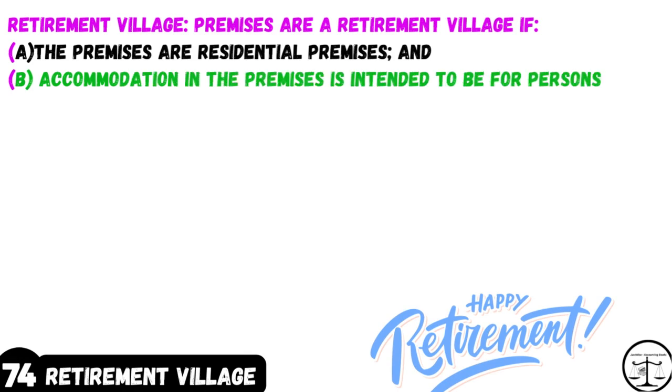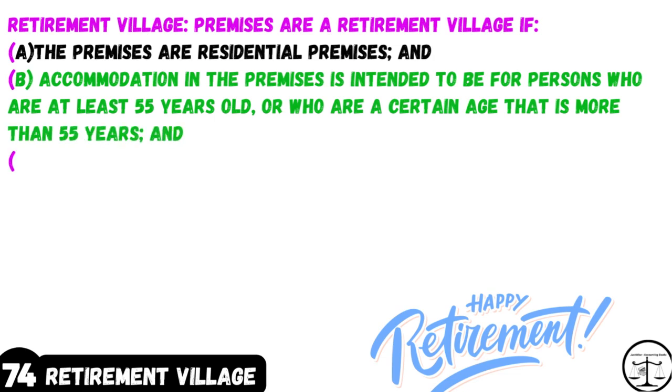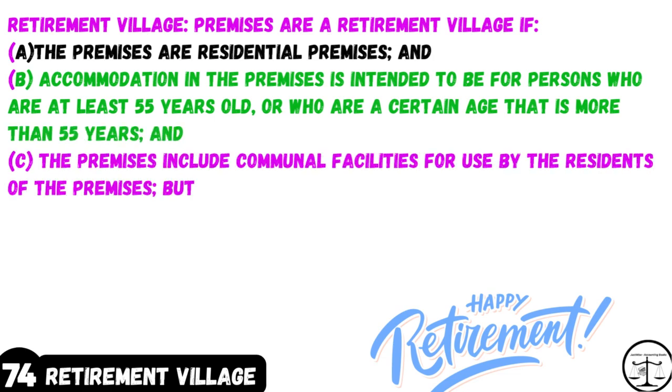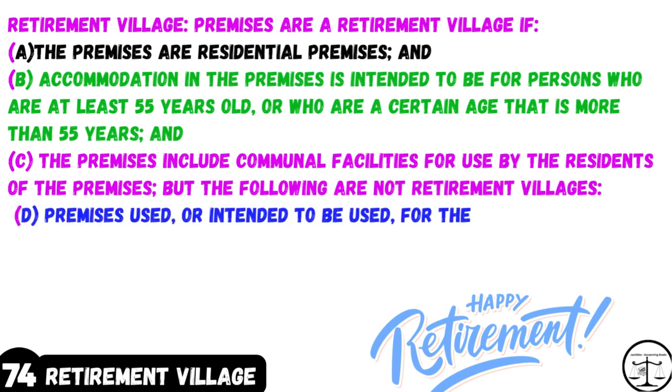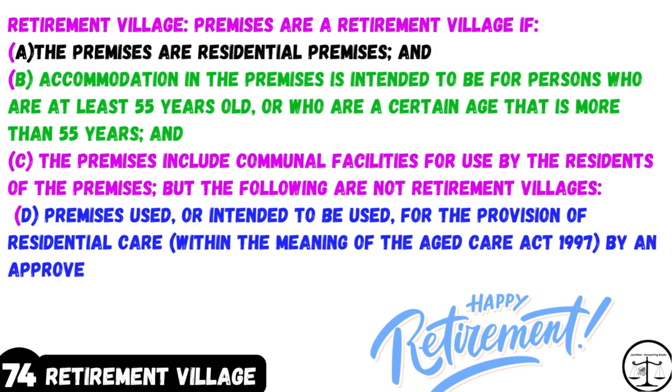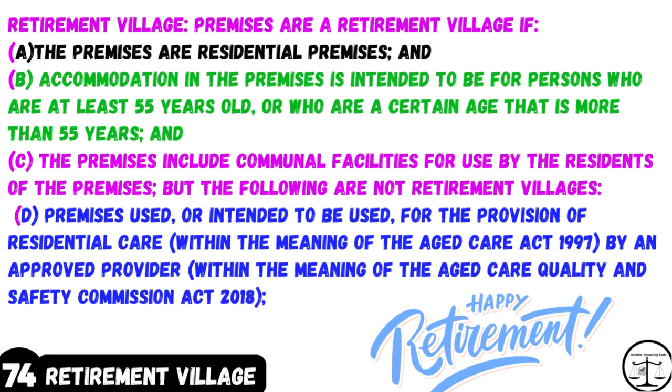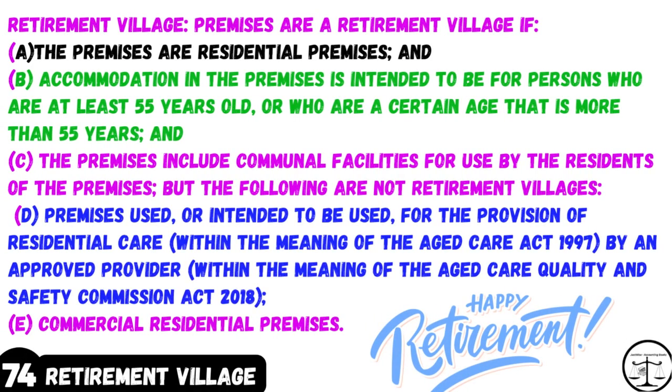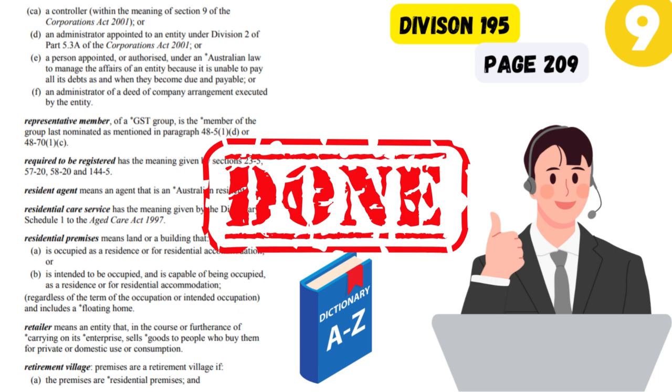Retirement village. Premises are a retirement village if A. the premises are residential premises, and B. accommodation in the premises is intended to be for persons who are at least 55 years old, or who are a certain age that is more than 55 years, and C. the premises include communal facilities for use by the residents of the premises, but the following are not retirement villages. D. premises used, or intended to be used, for the provision of residential care, within the meaning of the Aged Care Act 1997, by an approved provider, within the meaning of the Aged Care Quality and Safety Commission Act 2018. E. Commercial residential premises. That was it for page number 209 of Volume 2 GST Act.